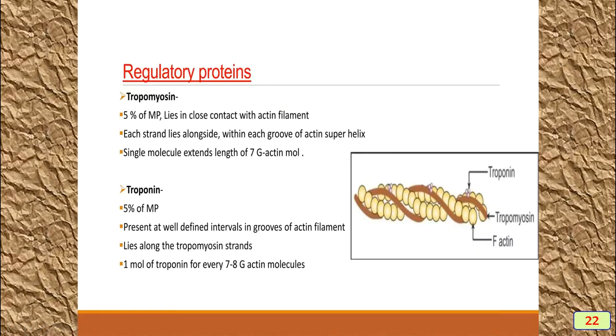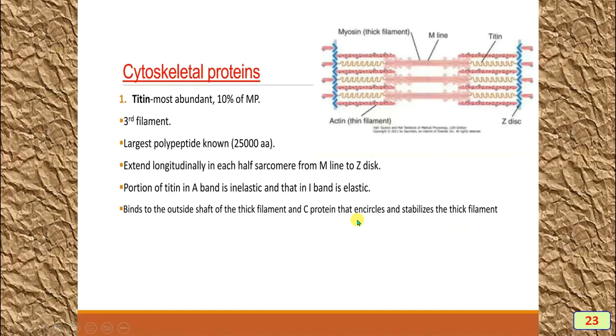Then there are certain regulatory proteins like tropomyosin and troponin, which are also present as constituent components of every muscle fiber. Then cytoskeletal proteins are also called titin, the largest polypeptide known, especially the cytoskeletal titins. These are all the titins in between this thing.